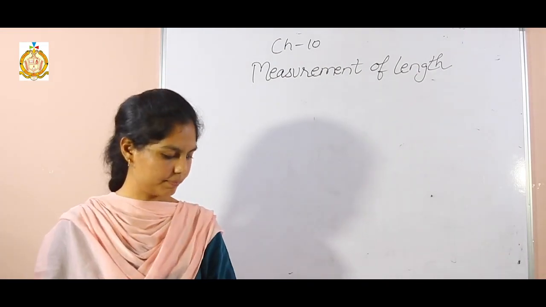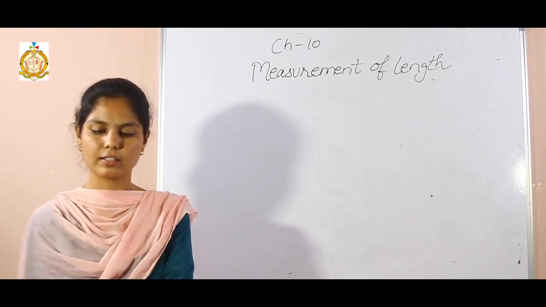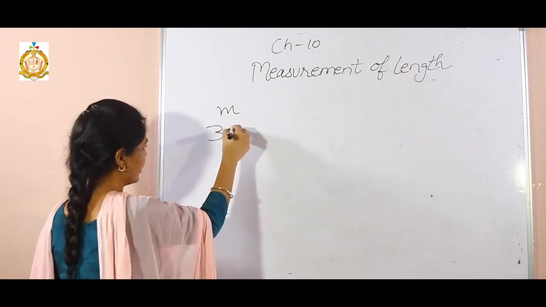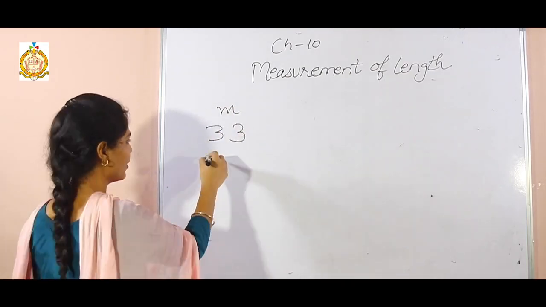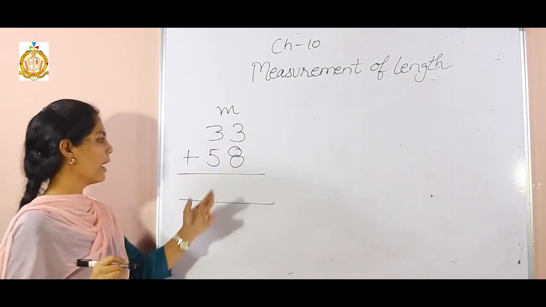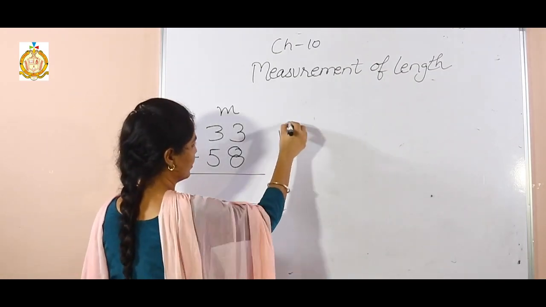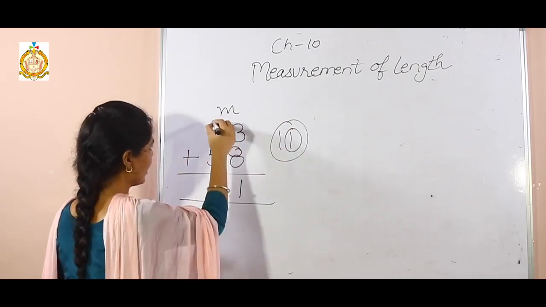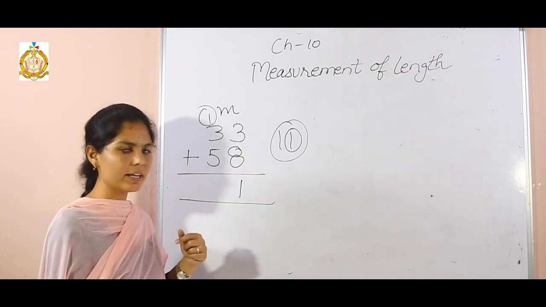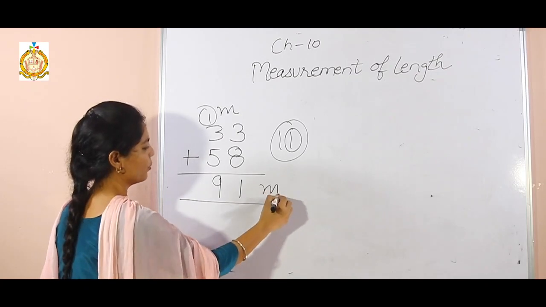Now we solve some examples. In your first exercise, meter. First is 33 meter and 58 meter. Add these two. 8 plus 3, 11. Write 1 here and 1 is carry. Next, 5 plus 3, 8 plus 1, 9. So it becomes 91 meter.